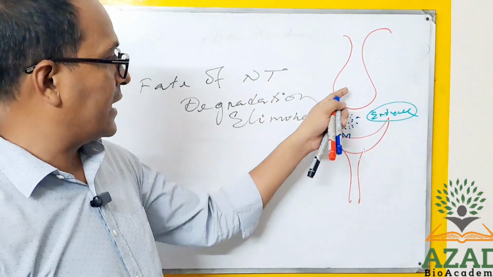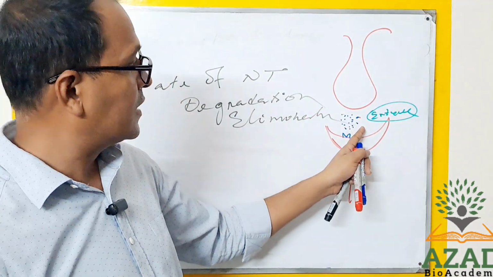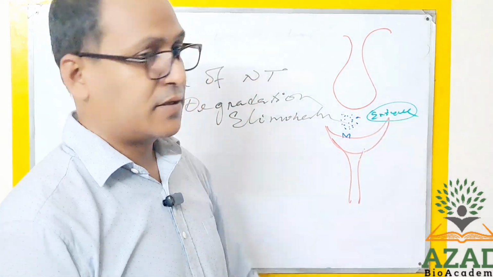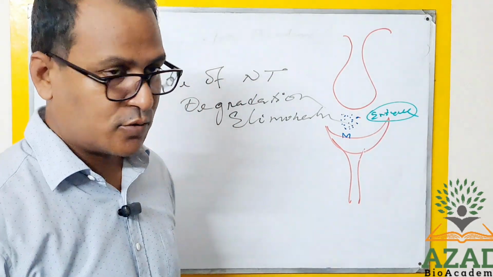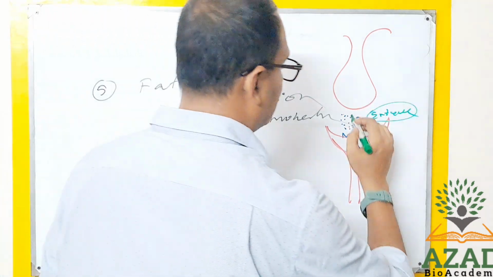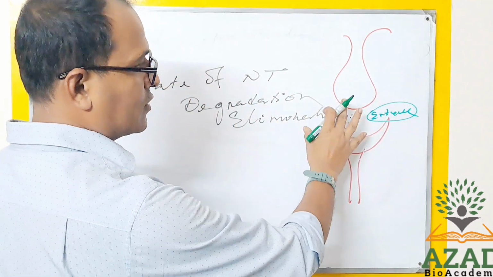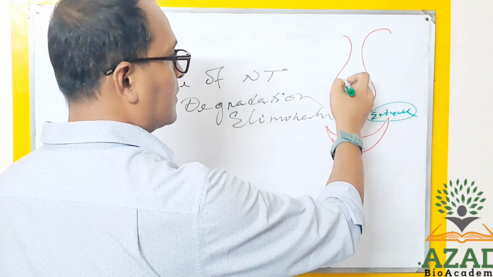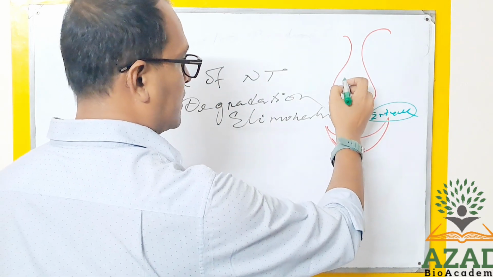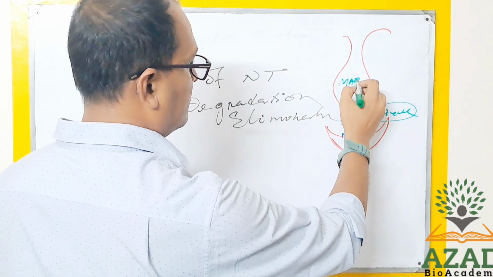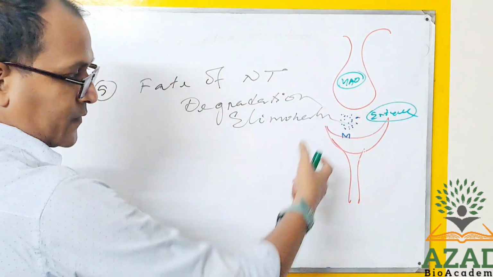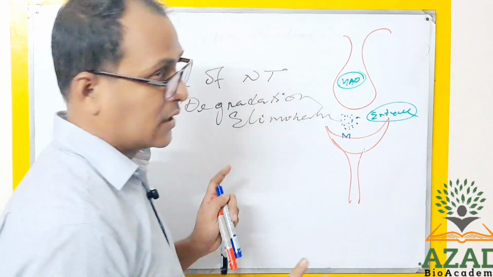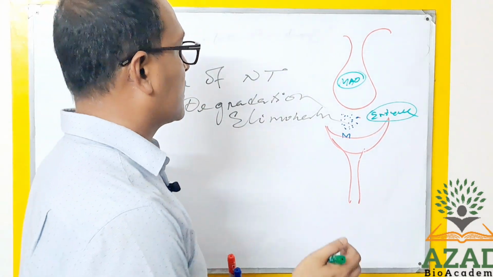But sometimes when an excessive amount of neurotransmitter is released, for fine tuning or fine balance, some enzyme will degrade the excessive neurotransmitter. Some neurotransmitter can degrade within the presynaptic part, where the monoamine oxidase enzyme will degrade it. So degradation is one of the factors, before and after the activity.